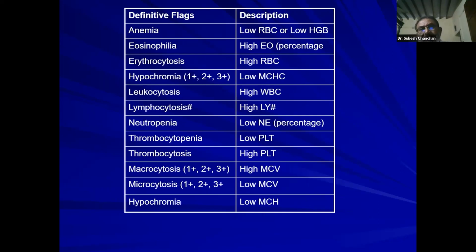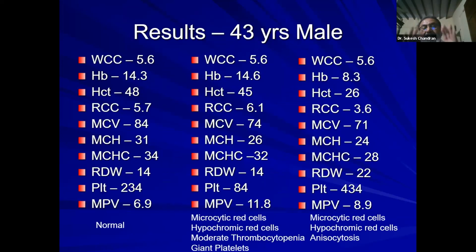So if the MCV on the cell counter is less than 80, the information called microcytic red cell comes to you. If the MCV is more than 100, macrocytic red cell comes to you. If the MCH is less than 27, hypochromic red cell comes to you. If the RDW is more than 15, anisocytosis comes. All this information is called definitive flags because it is defined by a reference range which has been fed into the machine. So now, based on the definitive flag, which is compulsory for all cell counters, this is the information that has come on these patients.